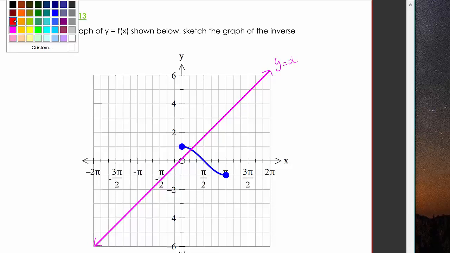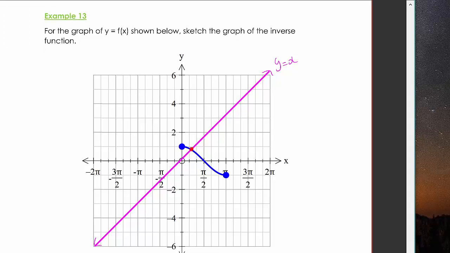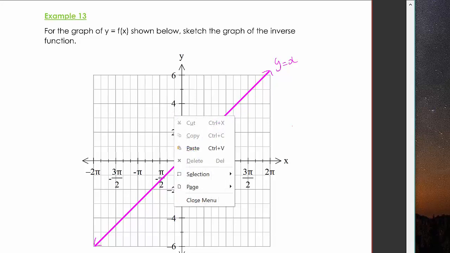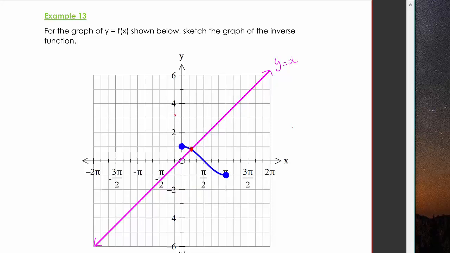And so where it crosses obviously is going to be on both graphs. So this point here is pi, negative 1. So we go to negative 1. Pi is about 3.14. So that's going to be about there. Let's get it on there.